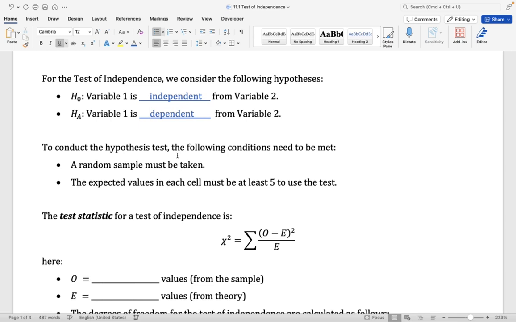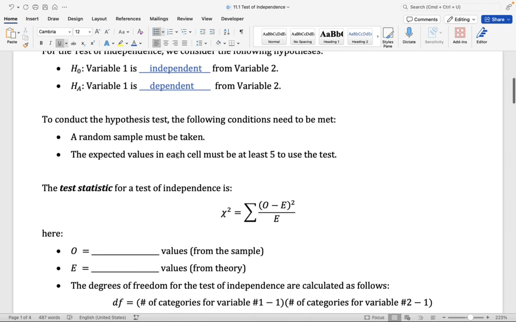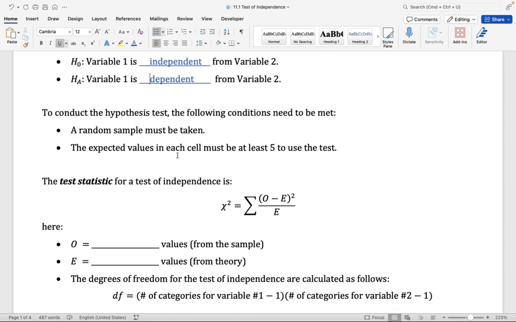Now, as always, we have conditions on when we can run a hypothesis test. For this test, we have the same conditions as the conditions we had for the goodness of fit test. We need to make sure to randomly select the sample, and we need to make sure that the expected values for each category or for each cell on your contingency table is at least 5. So 5 or bigger than 5.